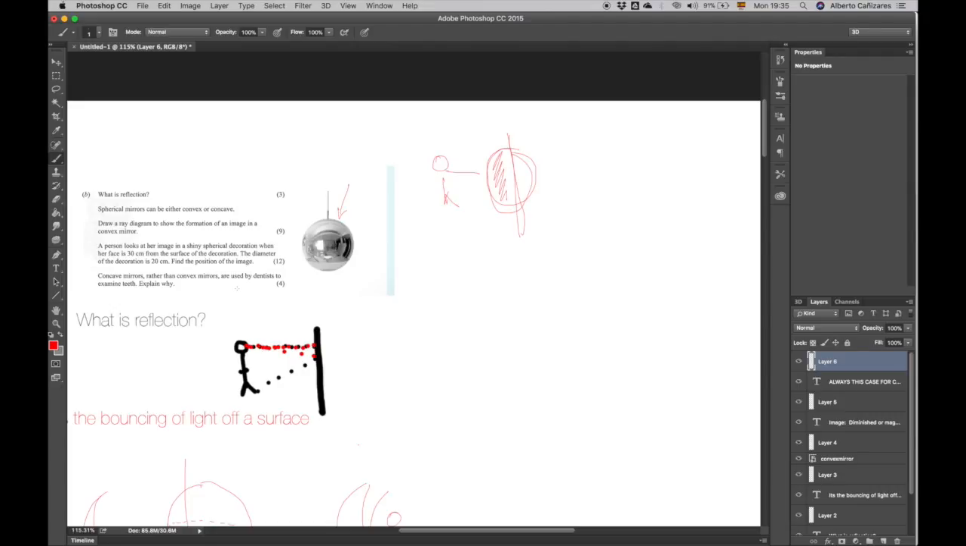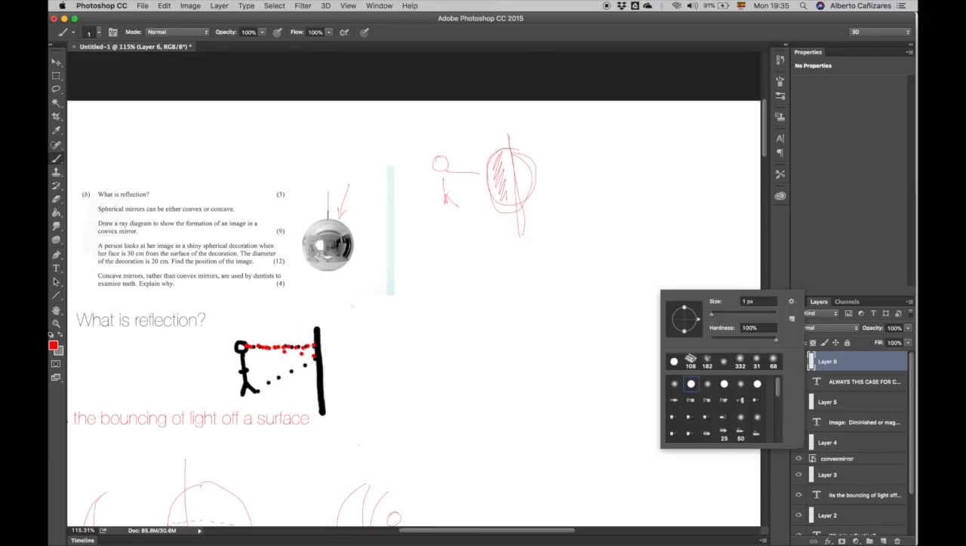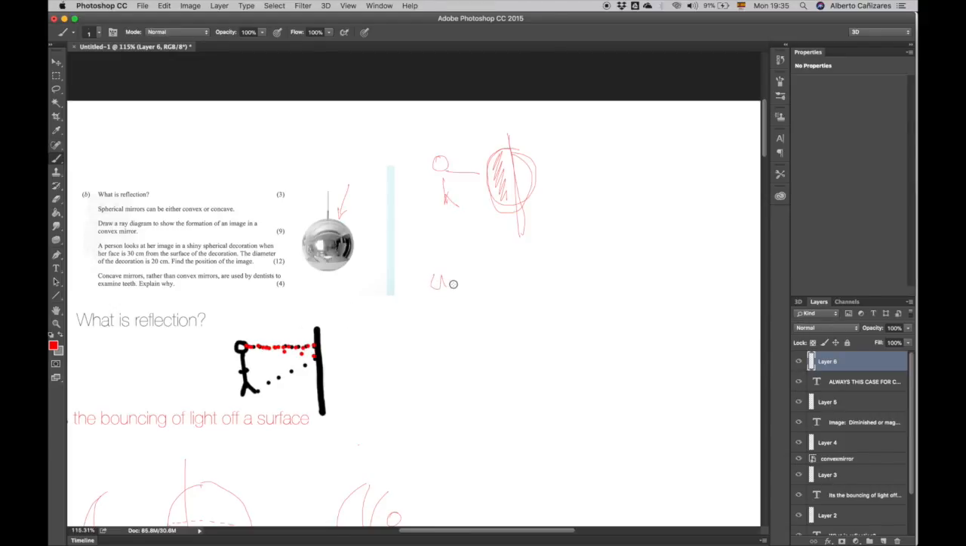What's her face? Well, her face will be the object, right? And we write u for the distance of the object to the mirror, and it says u is equal to 30 centimeters. So you just write u equals 30 centimeters, and that's it. I don't have to write face from the woman to the object. You don't have to write an essay here. This is more mathematical than anything else. So u equals 30 centimeters, next thing.